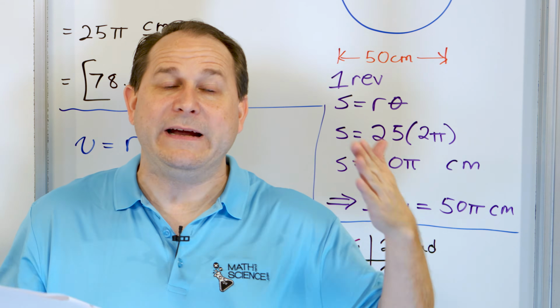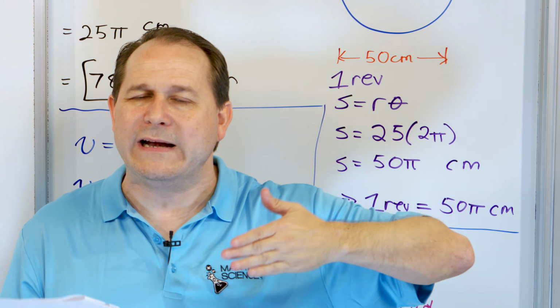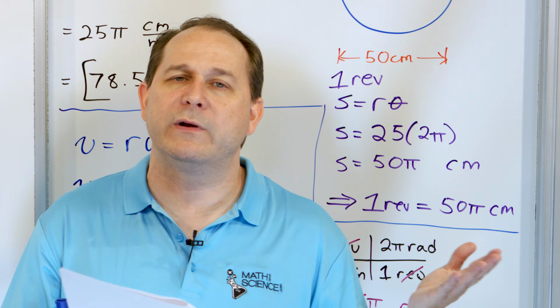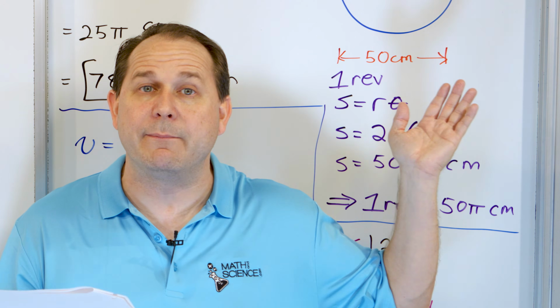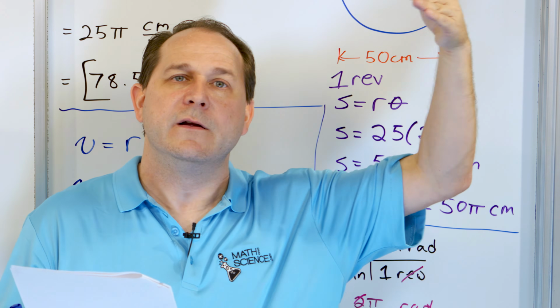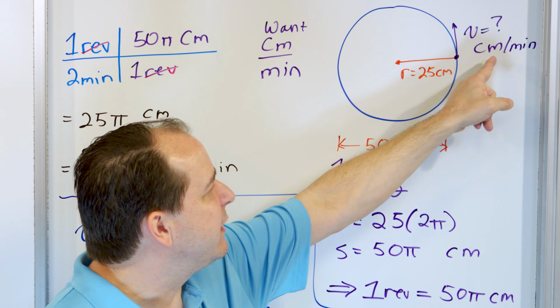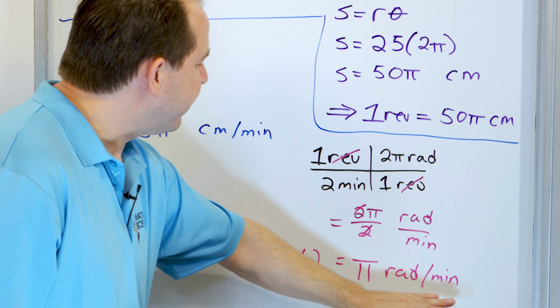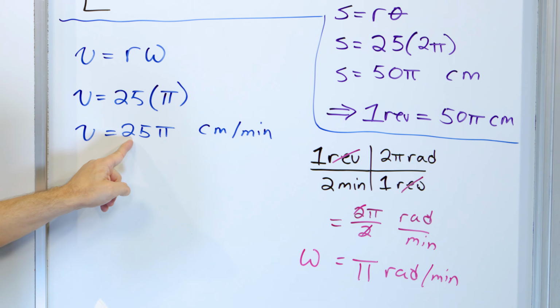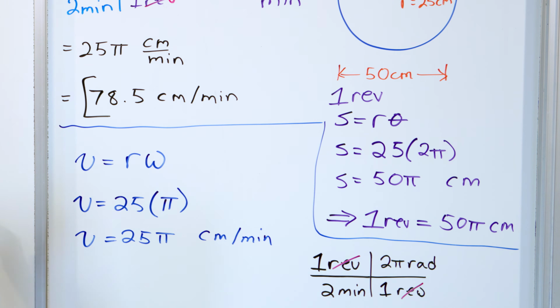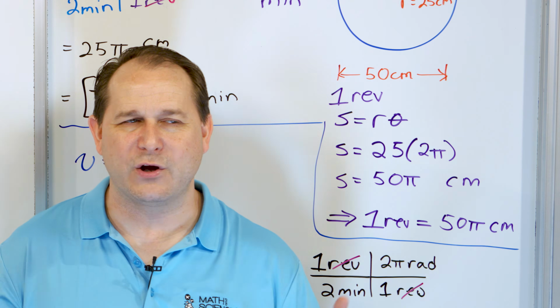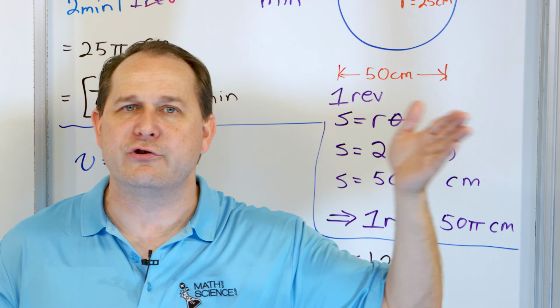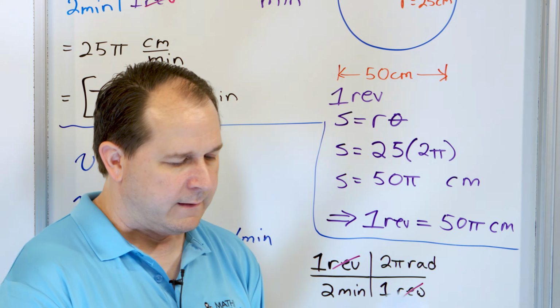So the angular speed is radians per second or radians per minute, whatever you're working at. In this case, we wanted to keep it in minutes because the problem wanted the final units in terms of minutes, centimeters per minute. So I convert it to radians per minute. This is omega. And when you take omega times the radius, you get exactly the same answer as we got before, where we really didn't even know what equation we were using. We're just trying to convert units to the correct place.